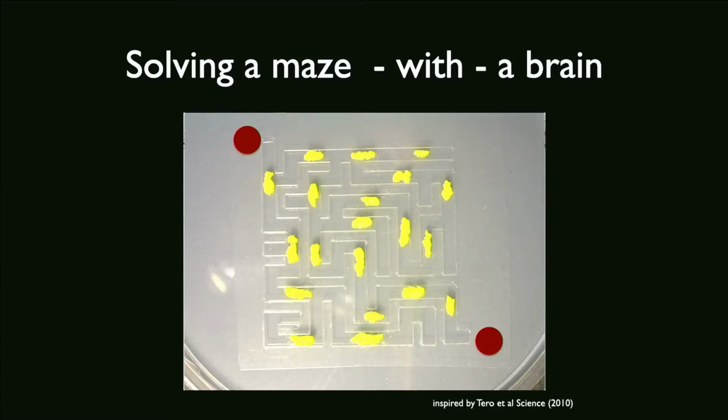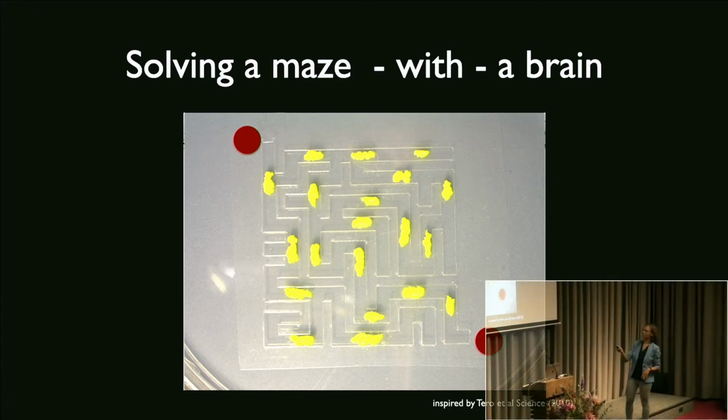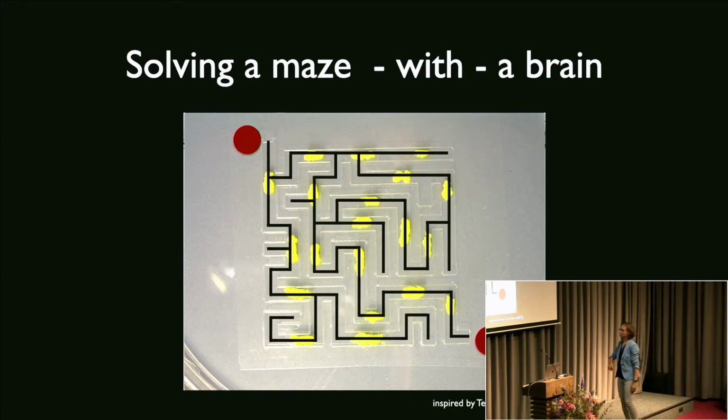Here I'm showing you a maze, and the red dots mark the two exits of the maze. Your task now is, what is the shortest path between the two red dots? Let me guide you a little bit in the back. This is the outline of the maze. Solve it. I bet you did, right? So this is the shortest path.